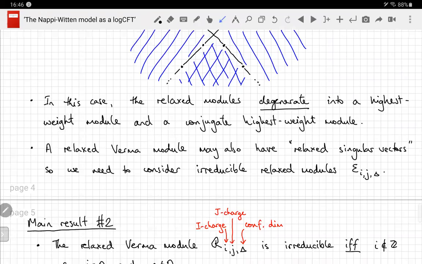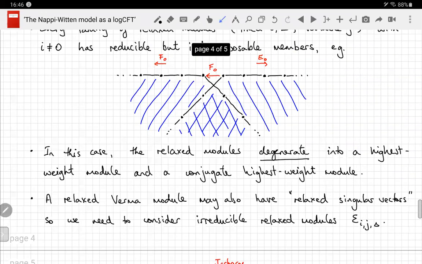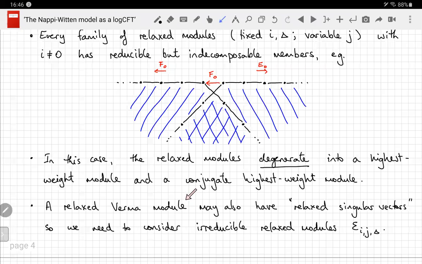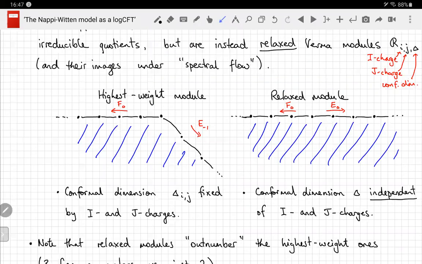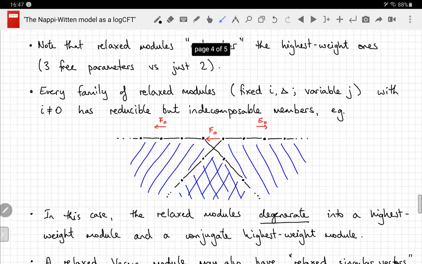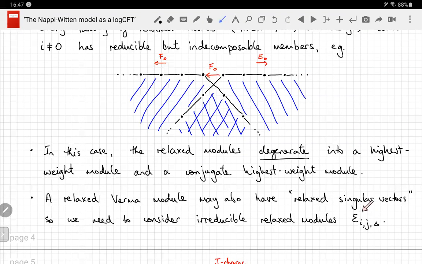There's one more thing which you should probably realize fairly early on, is that when we look at these relaxed modules, here I mean a relaxed Verma module, but of course a Verma module might have some singular vectors. And in fact, it might have something which we call a relaxed singular vector. So it's very likely that instead of the relaxed Verma module being the irreducible, you might want to quotient, right? Set all of these singular vectors or relaxed singular vectors to 0. And so you can get irreducible relaxed modules. And instead of denoting them by R, which I think I was doing up here, R is for relaxed Verma, the irreducible quotients I'm just going to use an E. Don't ask me why I used E, I just did.